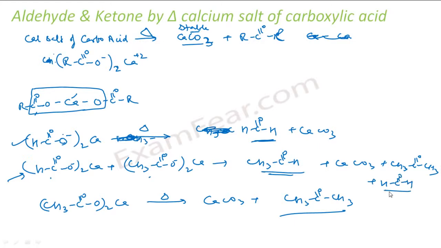Correct. So remember, the reaction mechanism is not important here. What is important here is, given the reactant, you should be able to take out CaCO3 and form a product. And why do you take out CaCO3? Because CaCO3 is a very stable compound.